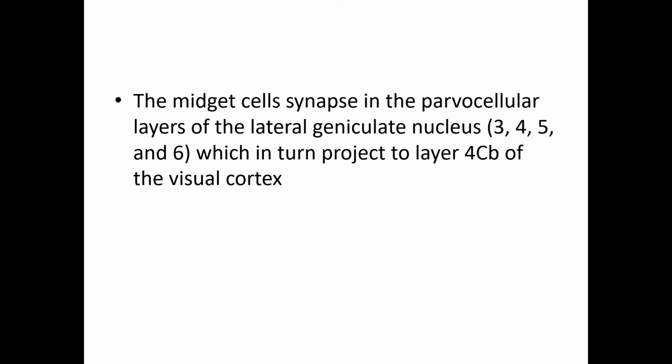So midget cells synapse in the parvocellular layer, whereas the S cells synapse in the intercalated layer of the LGB. The midget cells synapse in the parvocellular layer of the LG nucleus, layers 3, 4, 5 and 6. This in turn goes to the visual cortex at layer 4CB, whereas S goes to layer 3 and 4A. This goes to the 4CB.